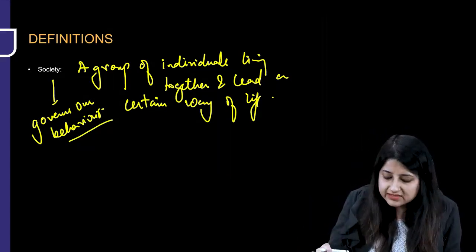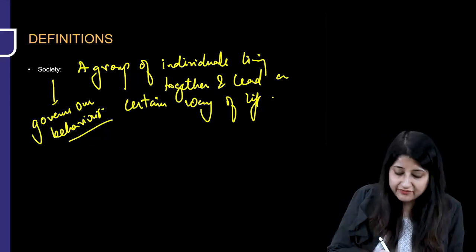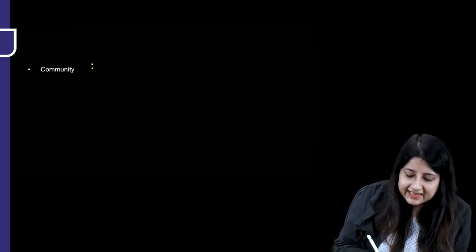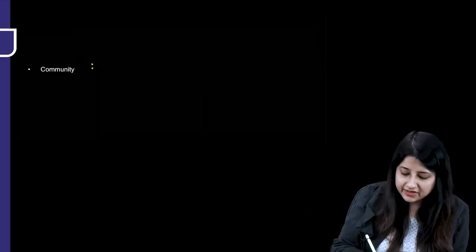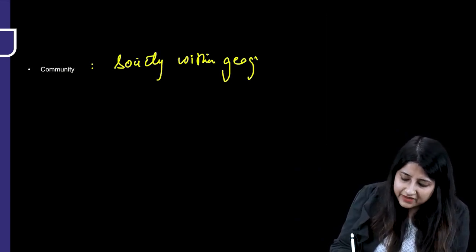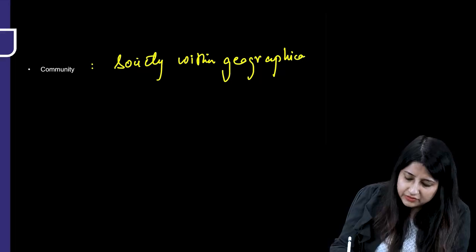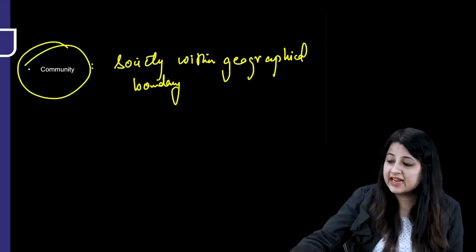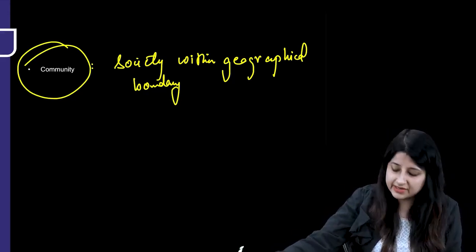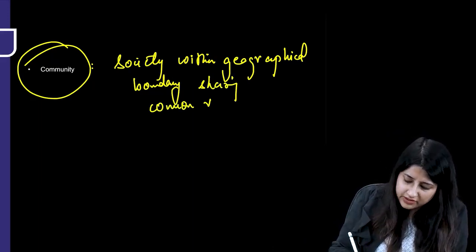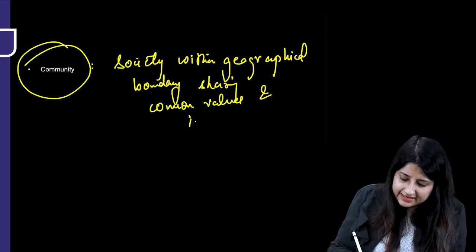So a group of individuals living together and leading a certain way of life form a society, which governs or regulates our behavior. Now, a society bounded within a geographical boundary, what does this form? A society within a geographical boundary is a community. A society residing within a geographical boundary is a community, where individuals are sharing what? Common values and interests.